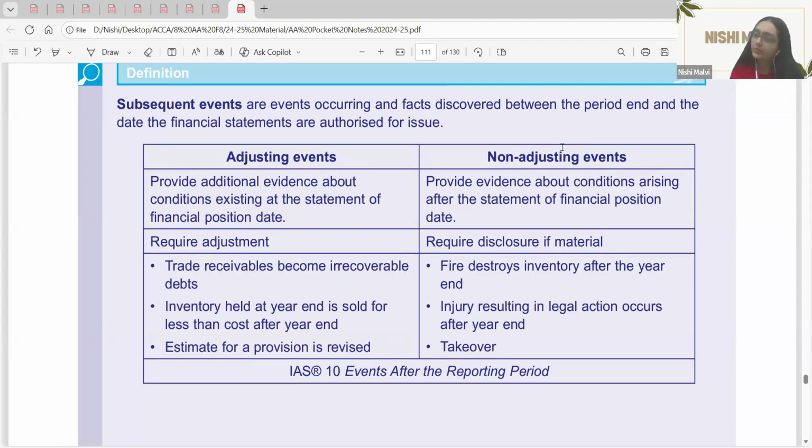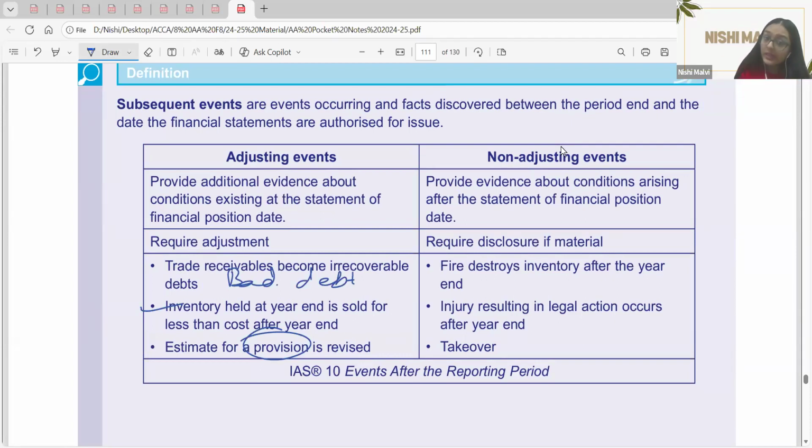Now, this is the adjusting and non-adjusting event. Adjusting: trade receivables, that is adjusting. After the year end, if you identify that there is an irrecoverable debt, a bad debt, then you should have identified that for the year, only due to management's lack of provision, or they might not have done that. It could be possible. Inventory is less. You also need to check that. Estimate is revised. You can go back and change the statement.